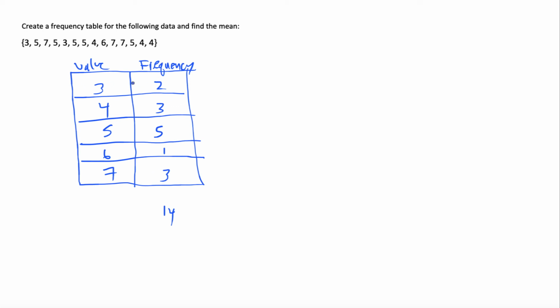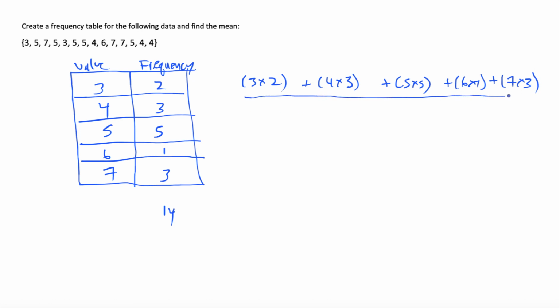So what we can do, however, is just use the simple rules of math. The frequency tells us how many there are. So we'll do 3 times 2 plus 4 times 3 plus 5 times 5 plus 6 times 1 plus 7 times 3, and then whatever we get, we'll divide that by 14 because there are 14 values here. So we get 6 plus 12 plus 25 plus 6 plus 21, all over 14. This total here is 70, so 70 divided by 14 is 5.